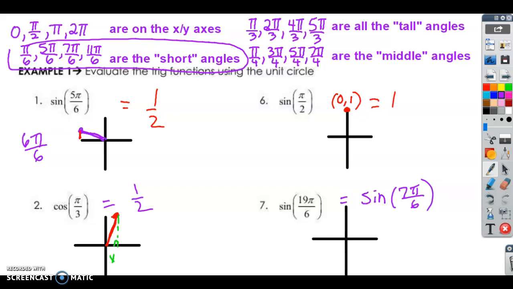Well, where is 7 pi over 6? If we're counting in sixths, it's past 6 pi over 6. So there's 7 pi over 6, which means it's a short angle, which means if I'm trying to find sine, I'm trying to find the y value, which is the small value, and it's negative because we're going down. So that's going to be negative 1/2.